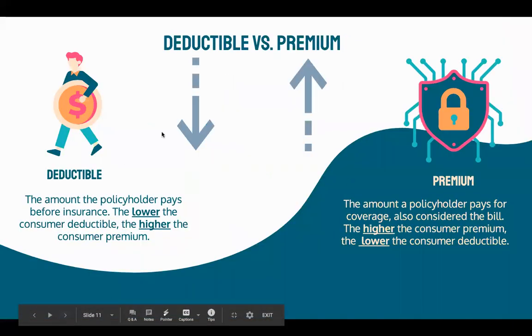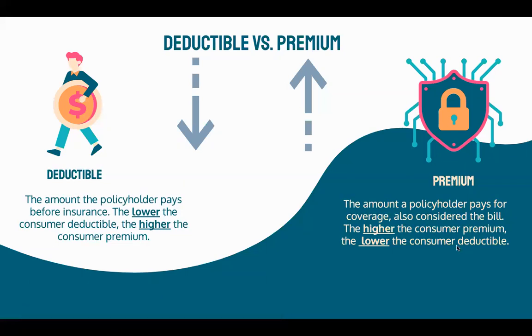All right, deductible versus premium. Your deductible, we've already kind of talked about that. And premium, we've already kind of talked about also. Premium is your monthly bill or bi-yearly or yearly. It's the bill you're paying for insurance. Deductible is the amount you're paying before insurance kicks in. They work hand in hand, okay?